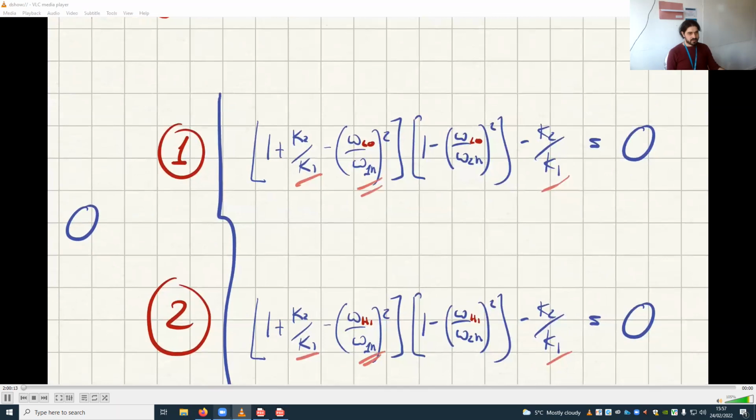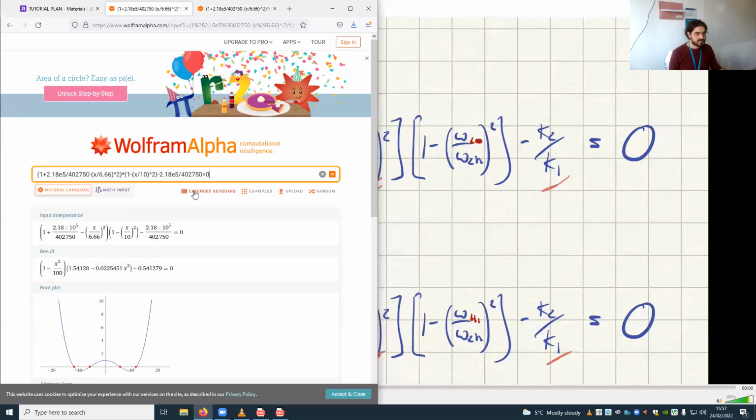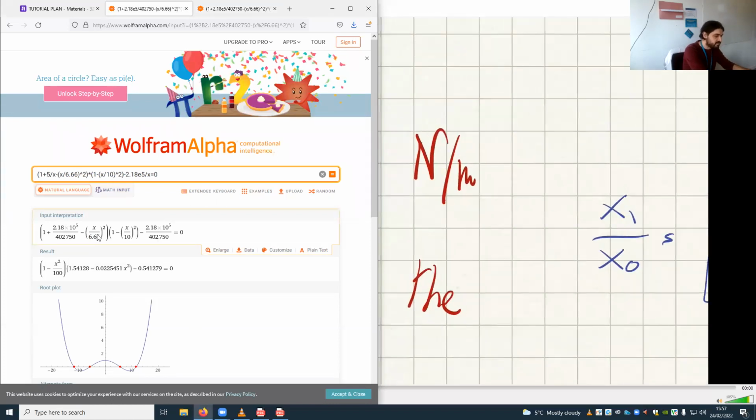So let's solve it with Wolfram Alpha. And I'll use this one twice. K1, we don't know, so let's call this X. K2, we found earlier, 590.24.